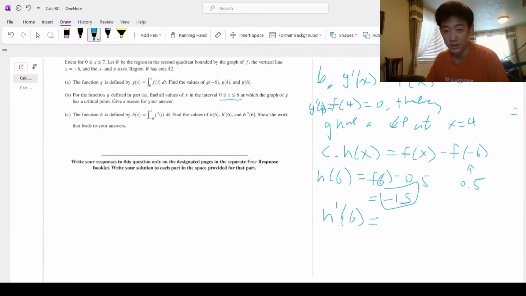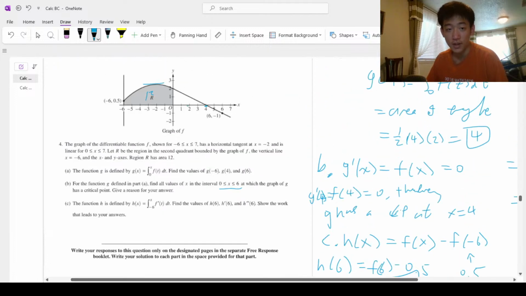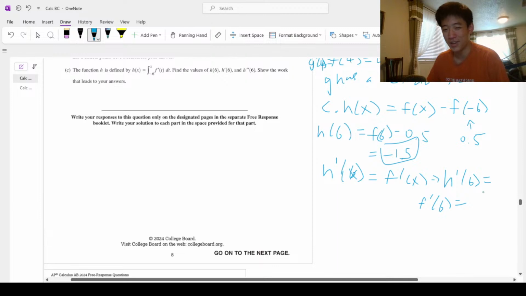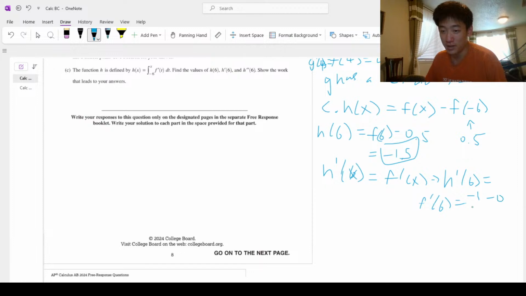H prime of 6 equals, this is a constant here, so h prime of x is equal to f prime of x. H prime of x equals f prime of x. So h prime of 6 equals f prime of 6. What's f prime of 6? That's just a slope. So you probably have to write out the slope formula, which would be negative 1 minus 0 over 6 minus 4. If you're using 4, 0 as a point, this is a negative 1/2.